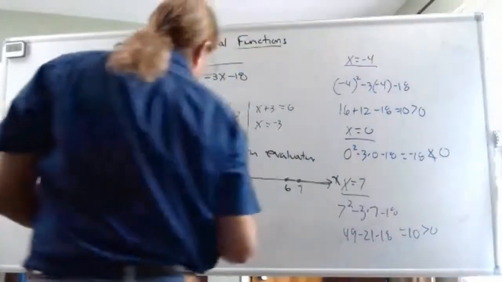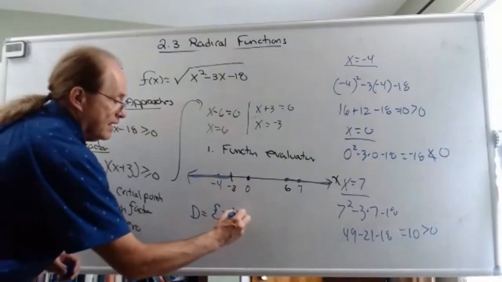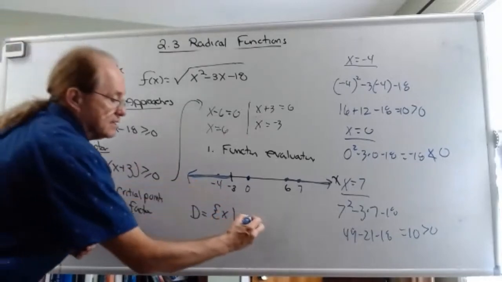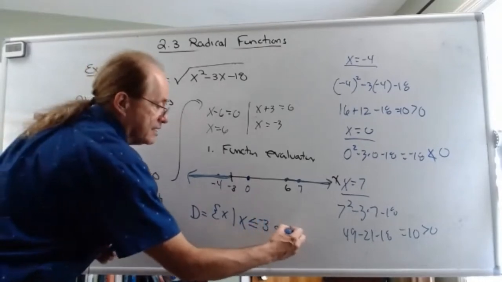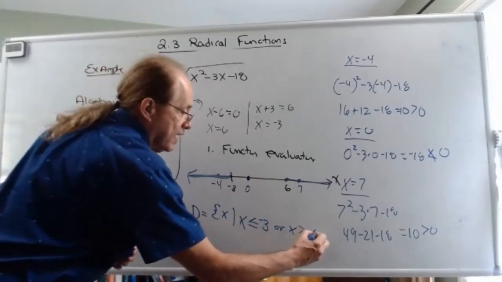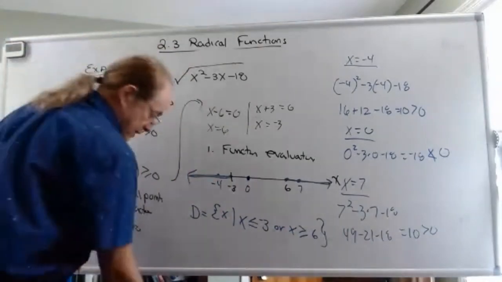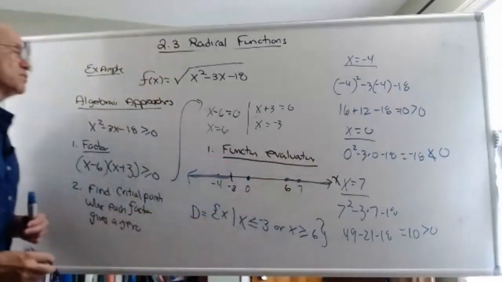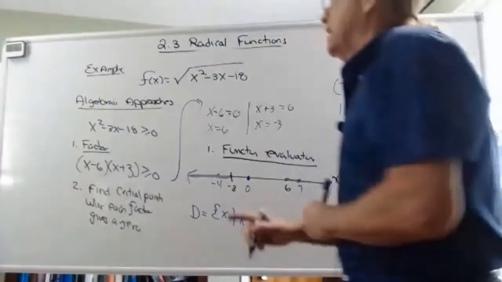And then to write my domain, I can see what's happening here. The domain is the set of all elements x, real numbers, such that x is less than or equal to negative 3, or x is greater than or equal to positive 6. That's using function evaluations, one of the algebraic approaches. Now you can pick any number over here, it doesn't matter.